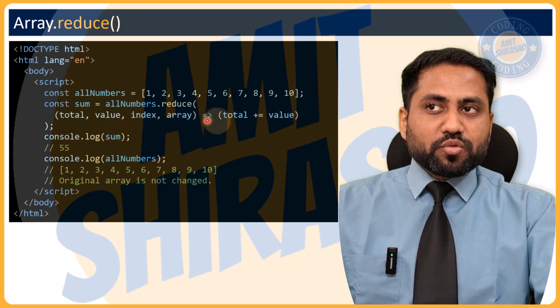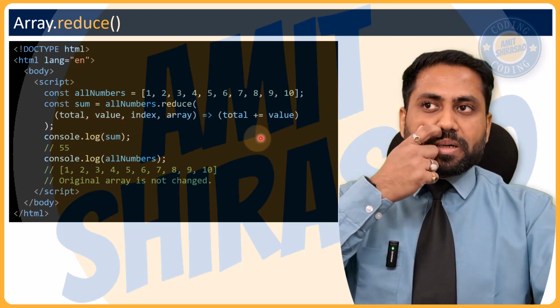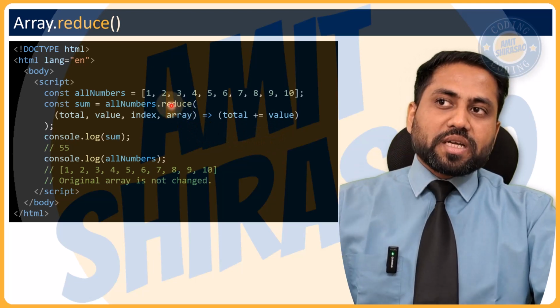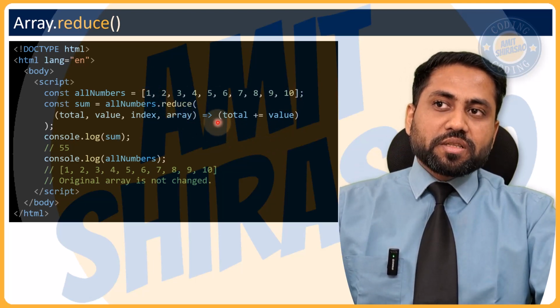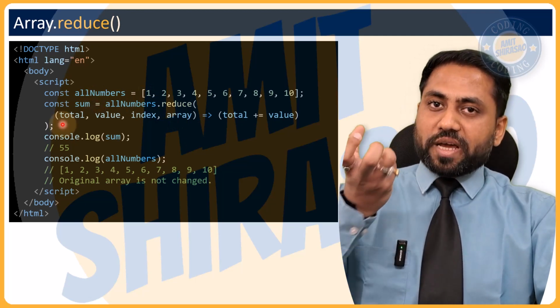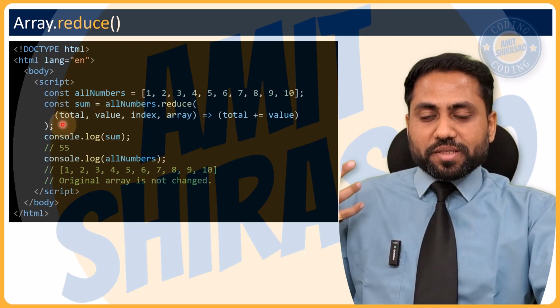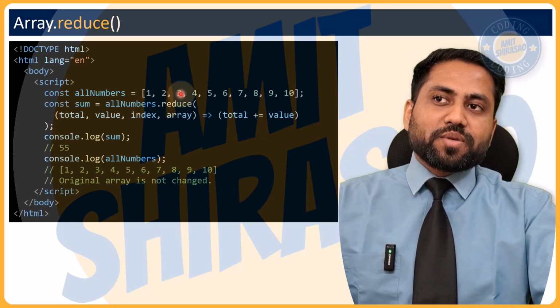So this is what you do with every iteration. Reduce iterates this entire array, and for every iteration the value will be the value of this element, index will be the index of the element, array will be this array, and total is the total aggregate, which is altogether different outside, and you're just incrementing it by every element one by one.